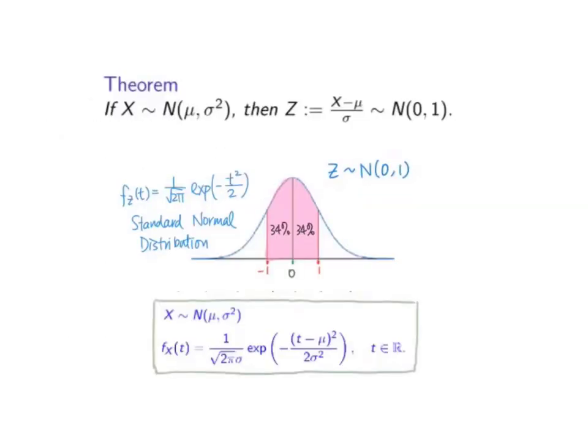Now let's refer to the following theorems. If X follows normal distribution with the expected value, that is mean, equals mu and the variance sigma squared, then we can construct a new random variable which is defined as (X minus mu) over sigma. Then this random variable will follow the standard normal distribution, that is a normal distribution with the expected value equals 0 and variance equals 1.